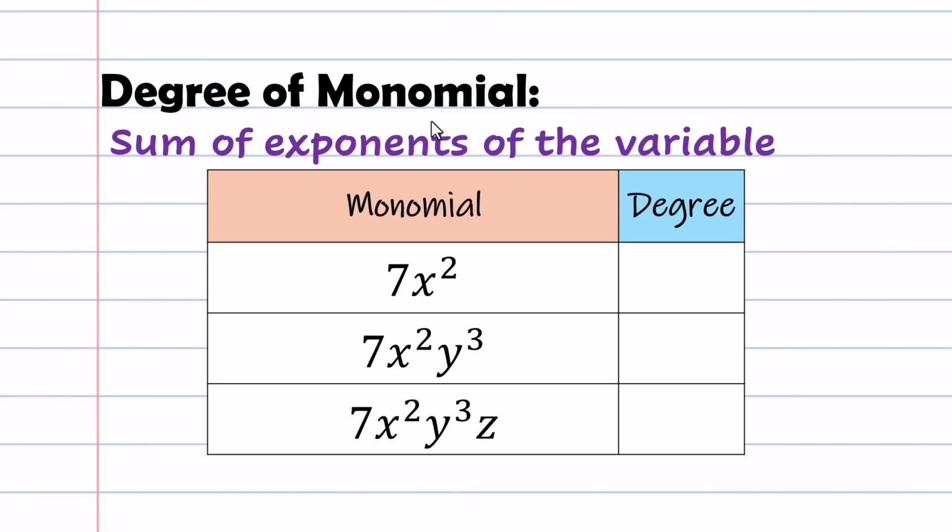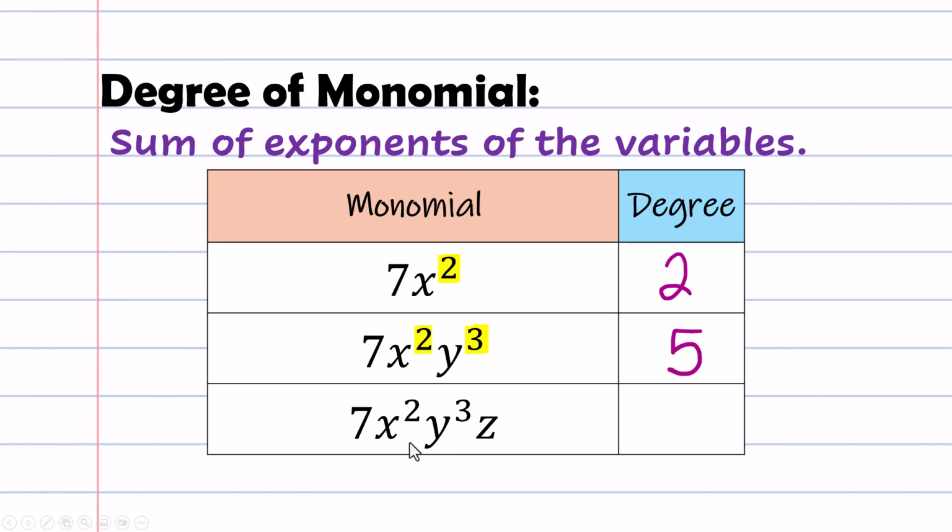The degree is determined by the sum of the exponents of the variables. So in the first one, 7x squared, there's one variable. It has an exponent of 2, so this is of degree 2. There are two exponents in this monomial. The x has an exponent of 2 and the y has an exponent of 3. So this monomial has a degree of 2 plus 3, which is 5.